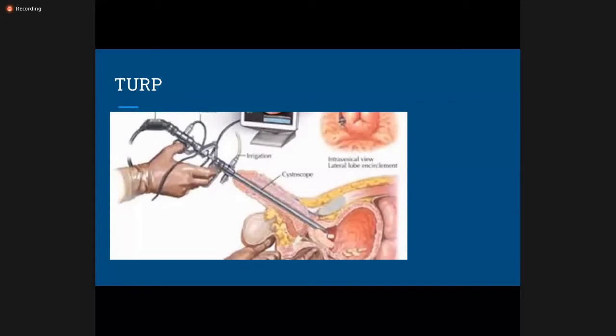You can see there is an endoscope going from the urethra into the bladder, and its tip is having a loop. This loop is cutting the prostate in the form of chips, and chips are being collected in the bladder. And at the end of the procedure, we wash out all these chips out of the bladder. So this is the gold standard. If you want to see this TURP, then after the lockdown, please come to our theaters. You can watch it.